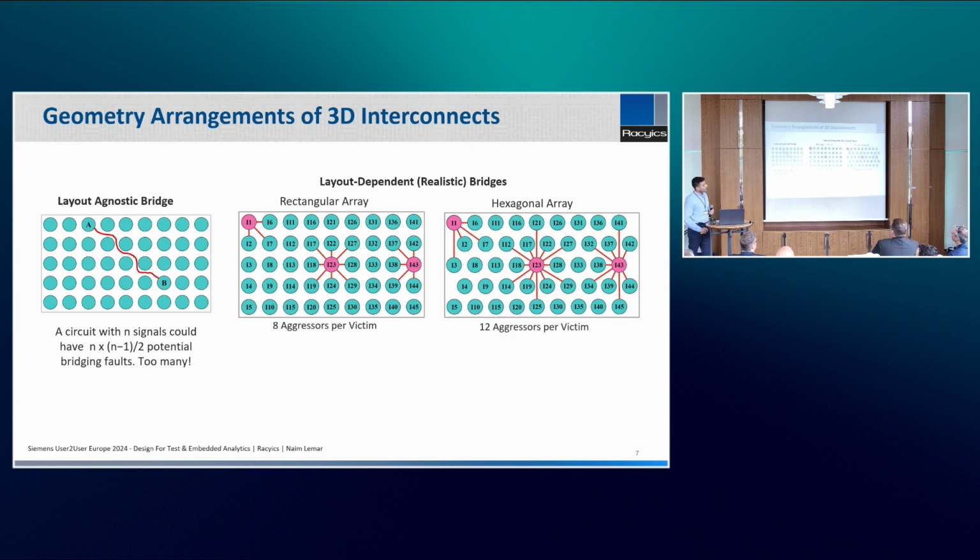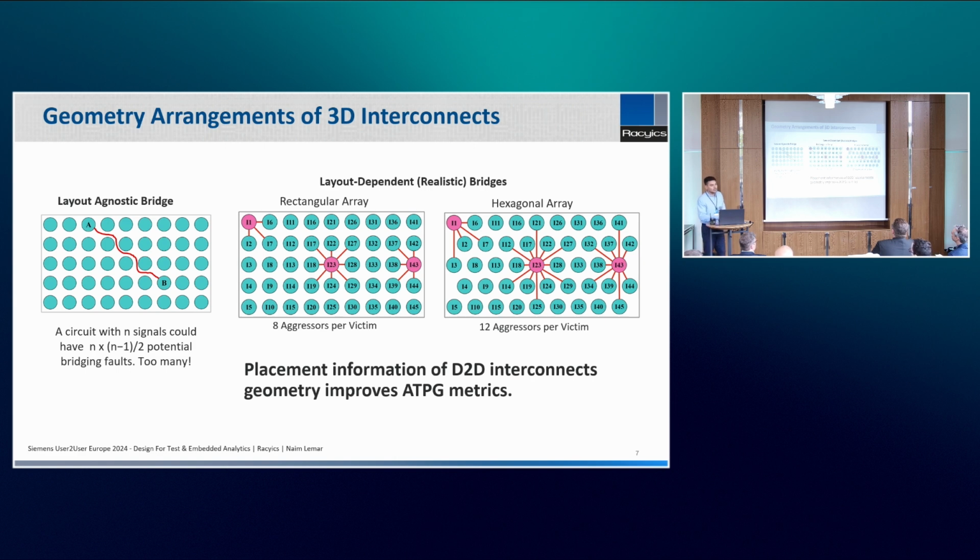Similarly, if we look at the hexagonal shape, we have more. We have 12. Why? We could consider only 6, the inner surrounding circle of interconnects in the hexagonal array, but to take some safety measures, we consider the outer circle also. So that's why we have 12 aggressors per victim in a hexagonal shape. Definitely, placement information is crucial, and it helps us reduce the number of patterns generated, and this also leads to less test time.